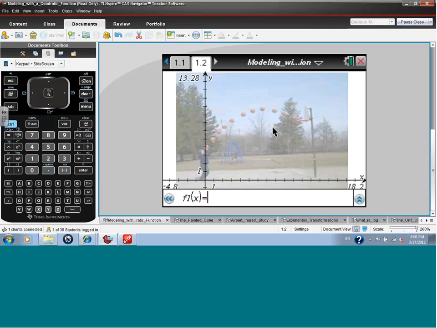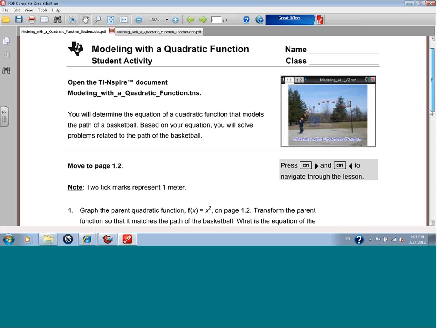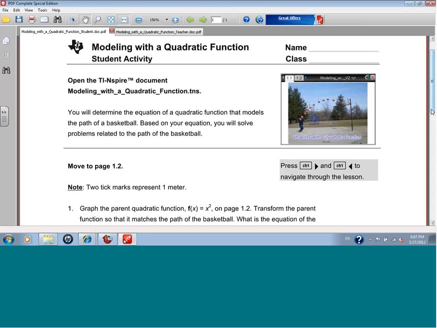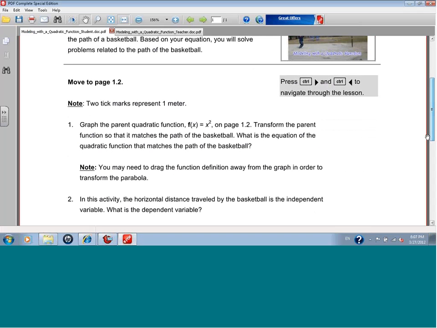If we move to the next page, the picture is a bit more faint, and we're going to start following some instructions that are on the student document to try and find a parabola that fits the trajectory of the basketball. There are some PDF documents that come with these activities, and this is the PDF document that comes with Modeling with a Quadratic Function. That is a blackline master that you could hand out to the students. And so the activity is intended to be somewhat independent. Students could work on this at their own pace. So here are some instructions for the student.